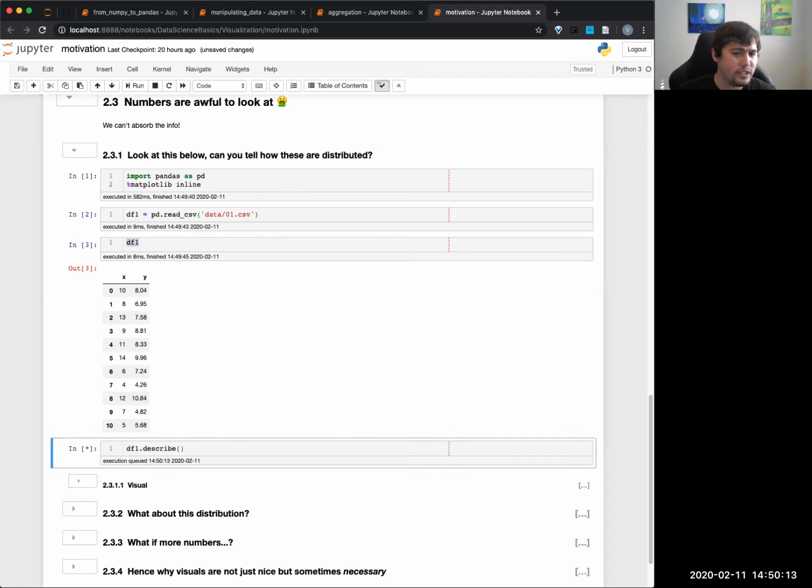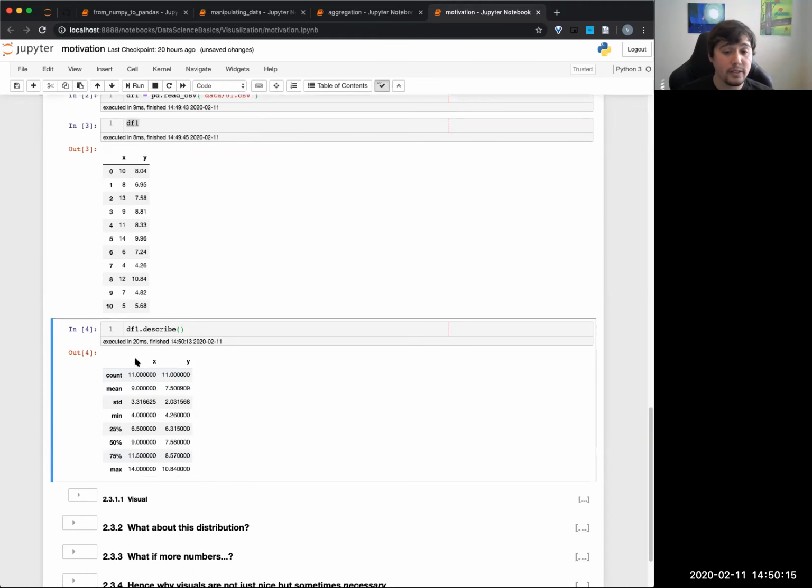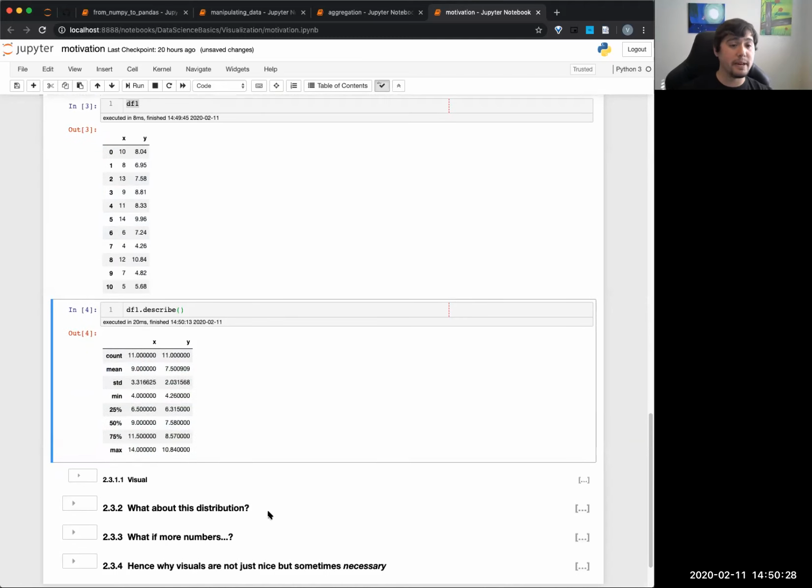So maybe do describe. Oh, okay, look at this. All right, there's 11 data points. You might have missed that if you didn't realize zero is there, right? Your mean is 9 in X, 7.5 for Y. And we got some standard deviations. Cool. We know everything we need about this data set, right?